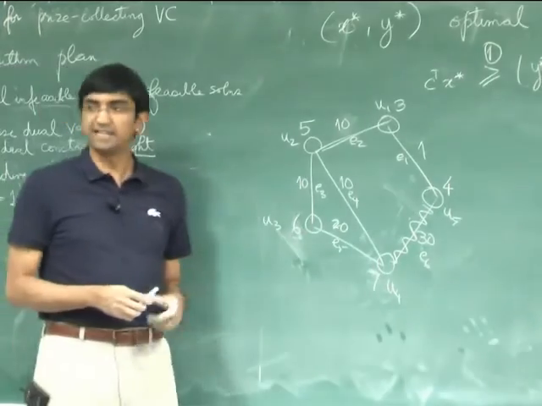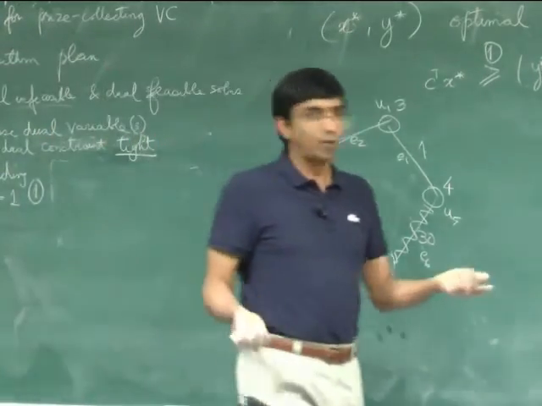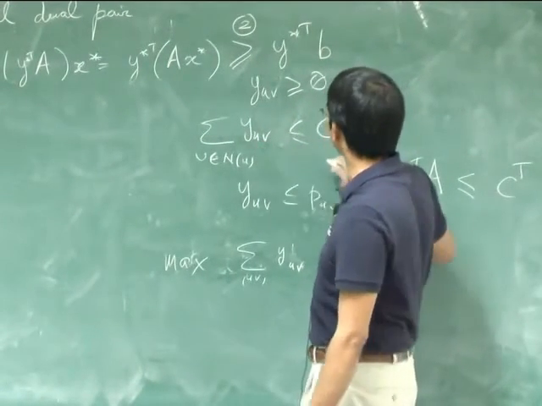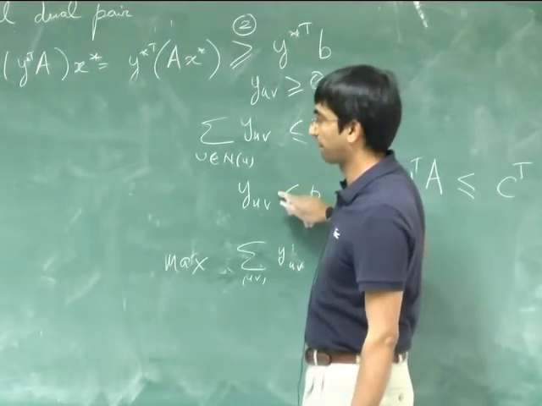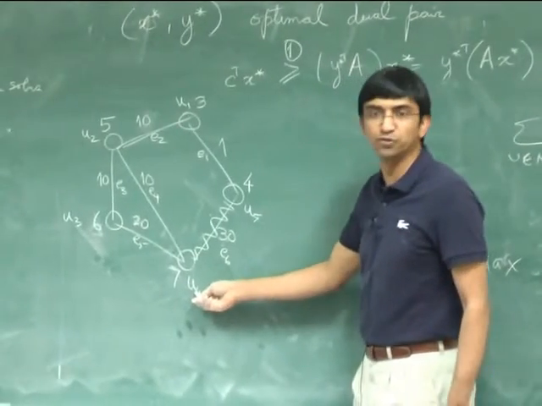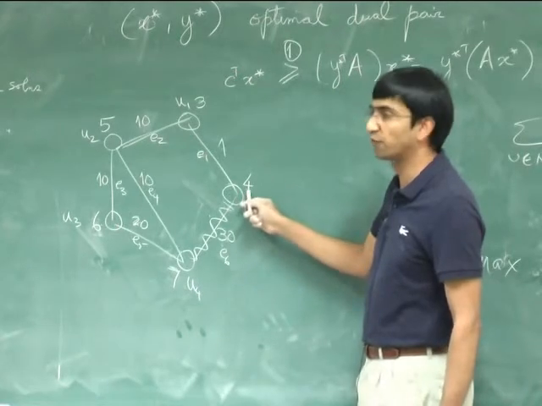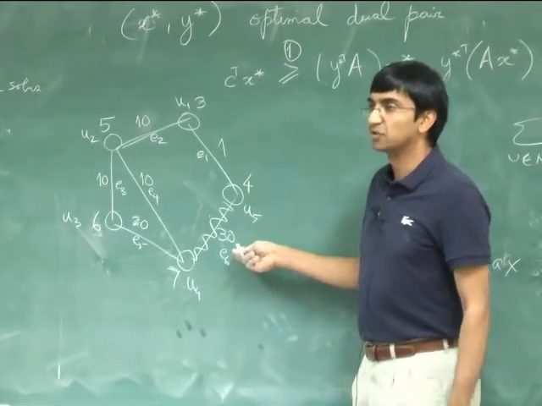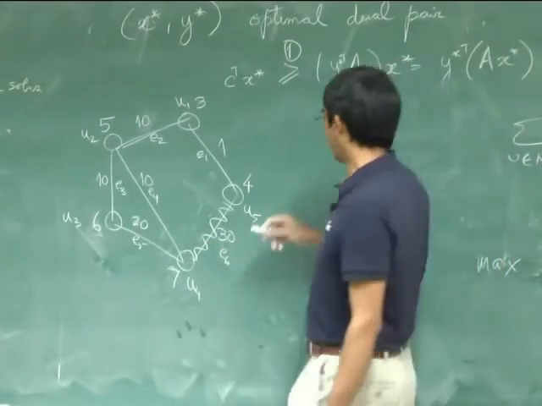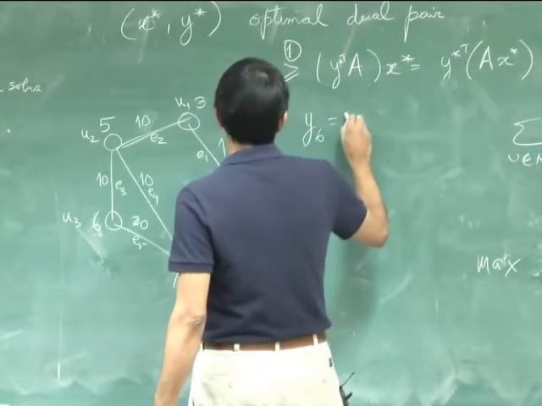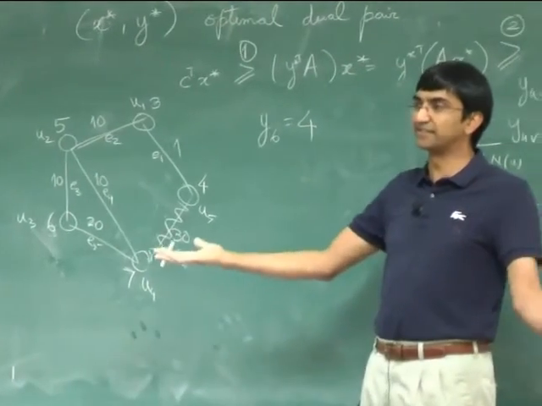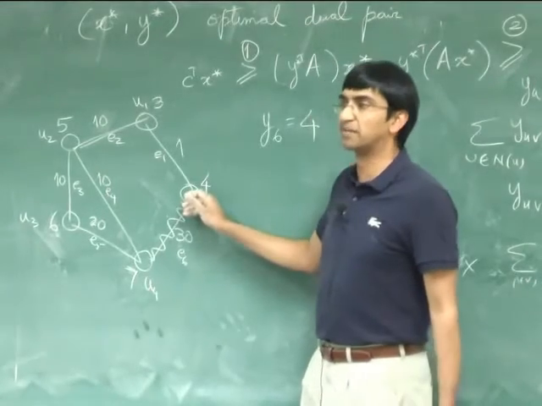So I pick the 30 edge and I start increasing Y30. How high can I make it before one of these two guys complain? Y30 participates in this constraint for U4, which is 7, and the constraint for U5, which is 4, and it has its own 30. So I can increase it until the minimum of those three numbers, 4, 7, and 30. So I'll start by setting Y6 to be 4, because I'm increasing Y6. When will it stop? Well, 4 will complain first.